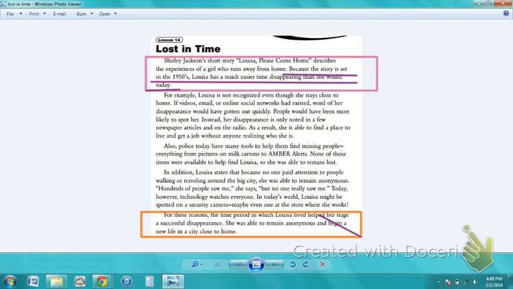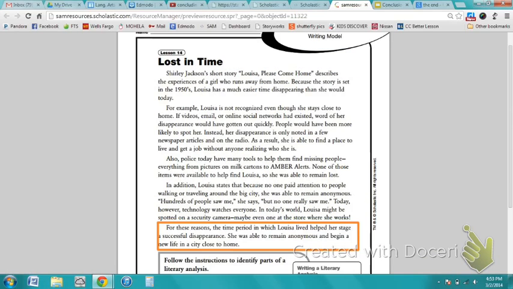This author used the transition for these reasons as well. Notice how the author doesn't introduce any new information. She's not telling me that there's another reason why it would be harder to disappear today. She's ending it and she's recapping her points. For these reasons, for the things that she already described, using textual evidence, this is why it supports that Louisa had an easier time disappearing in the 1950s.